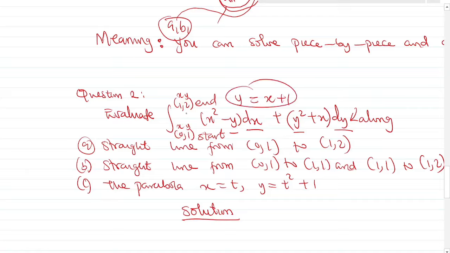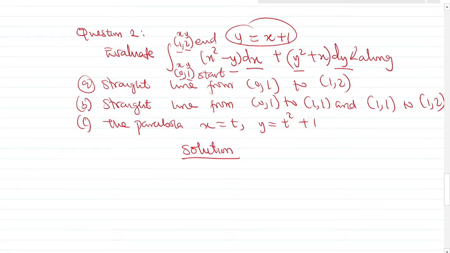Is that not? Y here is 2, x is 1. So 1 plus 1 is 2. Y here is 1, x is 0. So 0 plus 1 is 1. So that means your y is equal to x plus 1.